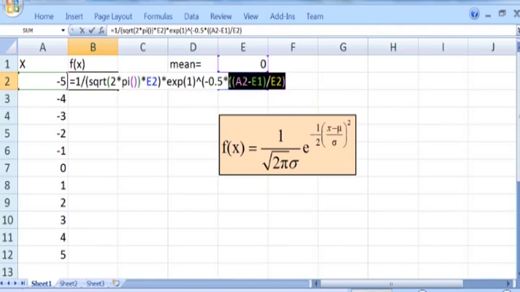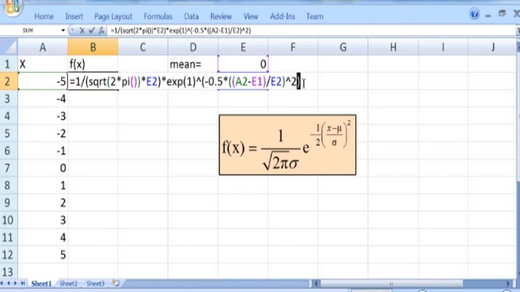So it means this will do what? It will first subtract E1 from A2, so x minus mu divided by sigma, which is located in E2, and then this parenthesis, caret sign 2, whole square. So now we can see that exp1 means e raised to the power, this caret sign for power, and then minus 0.5 times x minus mu over sigma, and at the end we have to close this parenthesis which we have started here. So this is closed here.